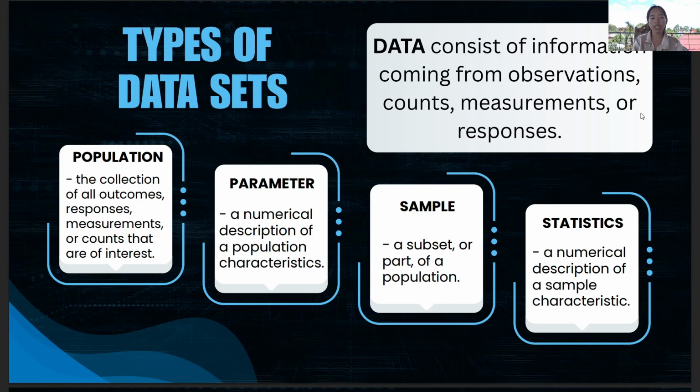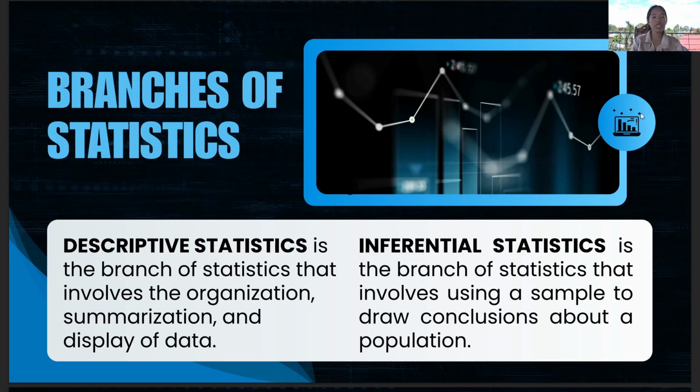Population is the collection of all outcomes, responses, measurements, or counts that are of interest. Parameter is a numerical description of a population, or the characteristics of a population. And the sample is a subset or part of a population. So, like you're just getting a portion of the population to collect your data. And on the other hand, statistics, just as parameter is used to describe population characteristics, statistics is also a numerical description of a sample's characteristics. So there are branches of statistics.